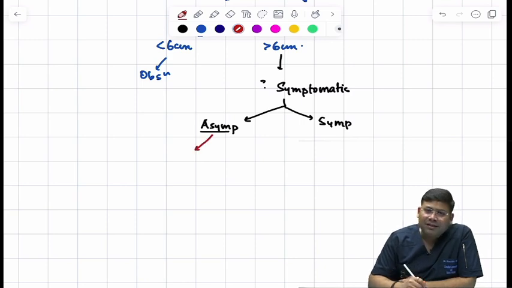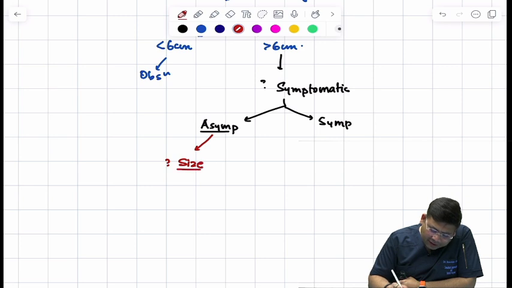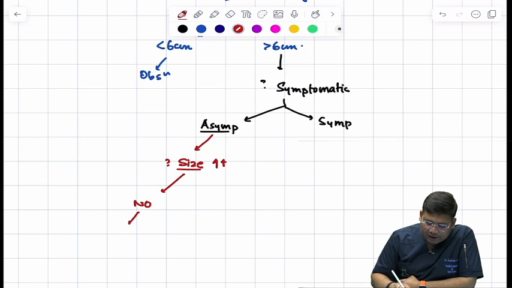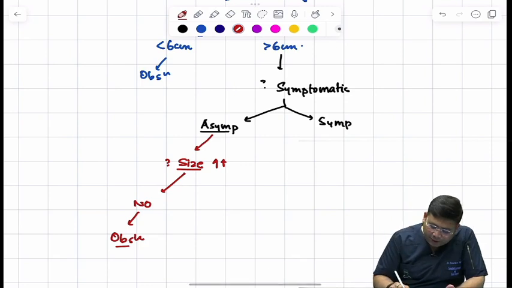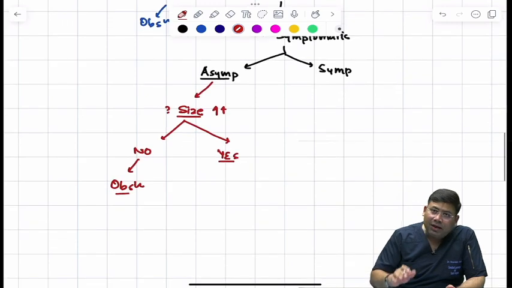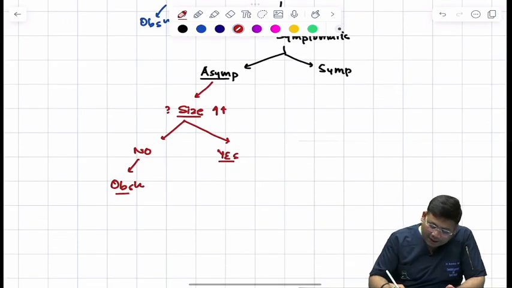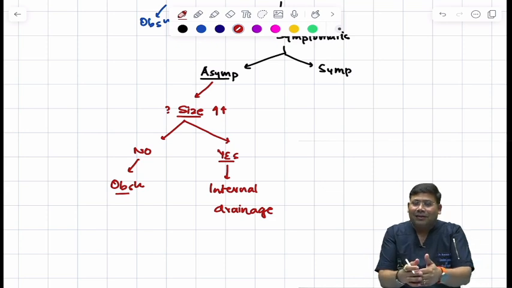So if it is asymptomatic, the very next thing is size increasing. The answer could be no, the size is not increasing. Then again you will have to go for observation. तो इसका मतलब ये नहीं है कि अगर साइज 6 सेंटीमीटर से ज़्यादा है तो इंटरवेंशन करना ही है. If the size is not increasing, observation, but even if it is asymptomatic, the size is increasing, then you will have to go for internal drainage. Why? Because this is a type B. That means it is connected with the duct.